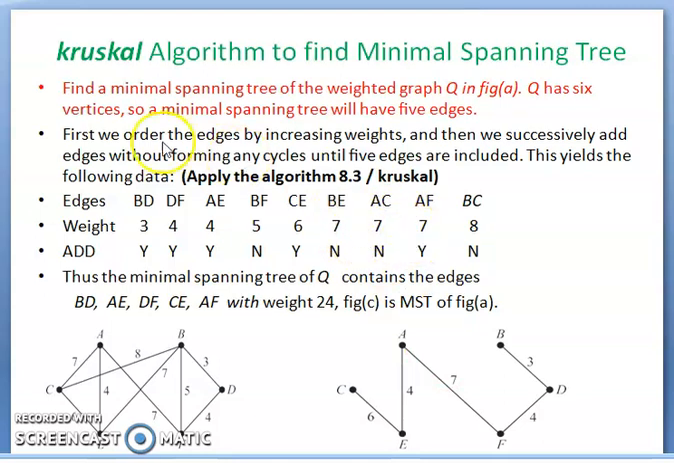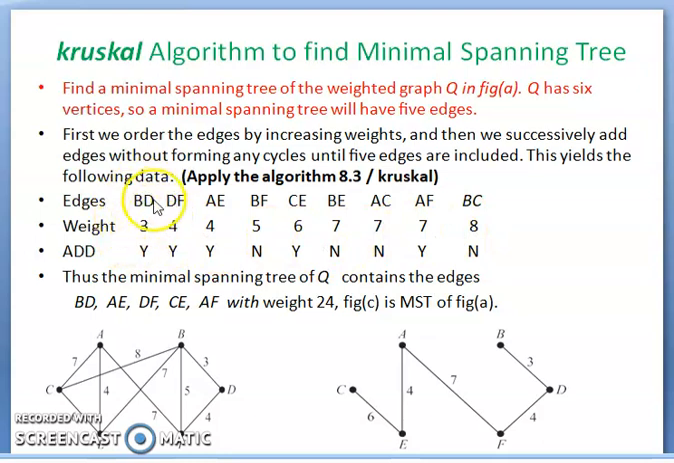What does the algorithm explain in this Kruskal algorithm? You order all edges in increasing order. Increasing order means low to high. So first we order the edges by increasing weights. Then we successively add. Instead of deleting, we add. First you order increasing and add.